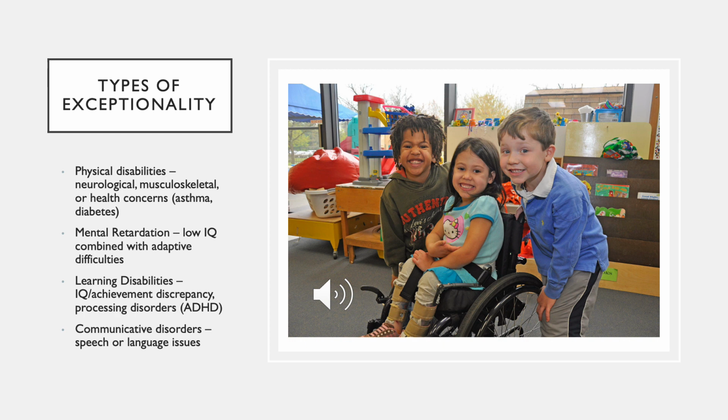So physical disabilities look at children who may have neurological or musculoskeletal disabilities, and so we may see children who are in wheelchairs, using wheelchairs. They could also be using other types of adaptive equipment that help them to move their bodies from place to place. With mental retardation, this is really just looking at children who have adaptive issues and they may need more support with self-care, everyday needs due to having lower IQ.